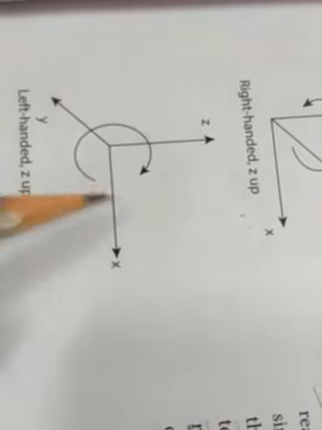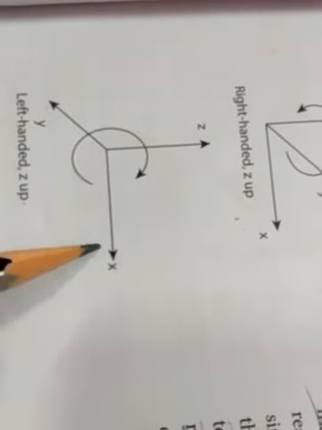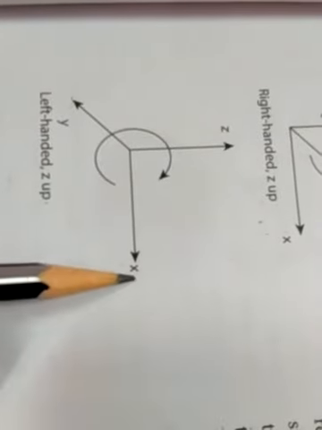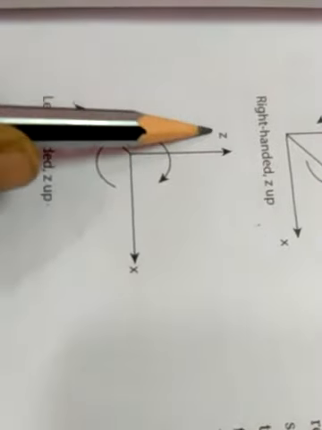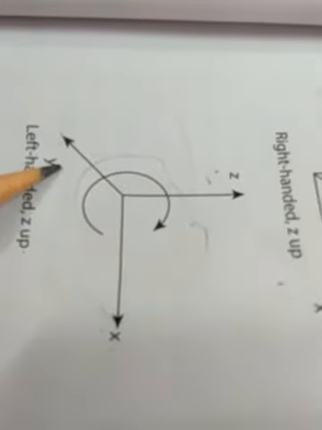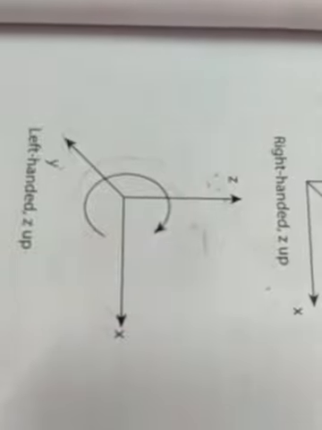Next, this one is a left-handed, z up. Here the y-axis moves towards the x-axis, the x-axis moves towards the z-axis, and the z-axis moves towards the y-axis. So it is left-handed. This is clockwise, moving from right to left.